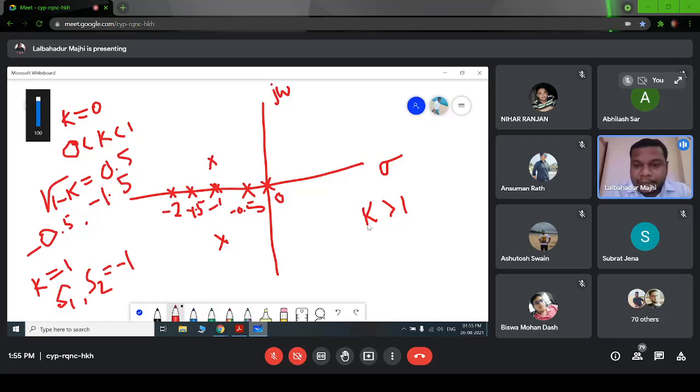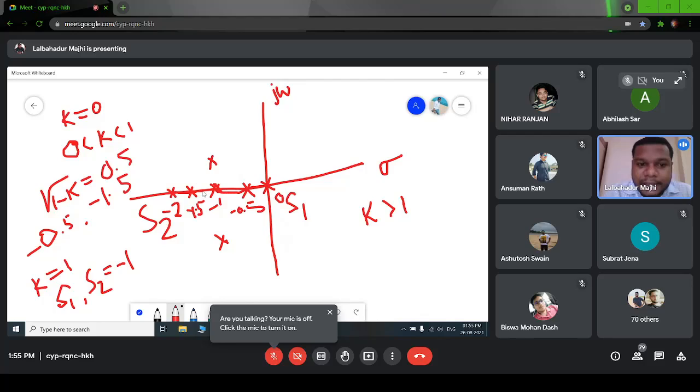Anyone doubt? As we can see, as we are increasing our value of gain k from 0 to k greater than 1, the location of the poles is shifting, right? And this one is in this direction. Let's say this is S1 and this is S2, 2 roots. The S1 value is going towards the left and the S2 value is going towards the right as we are increasing the value of gain k. So at this point, k is equal to 1.